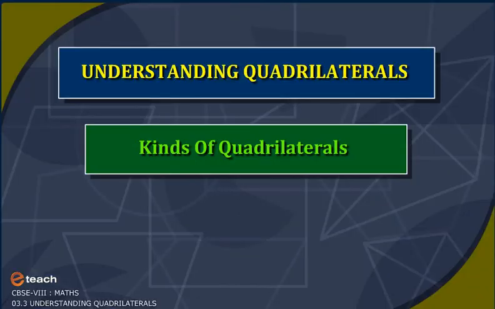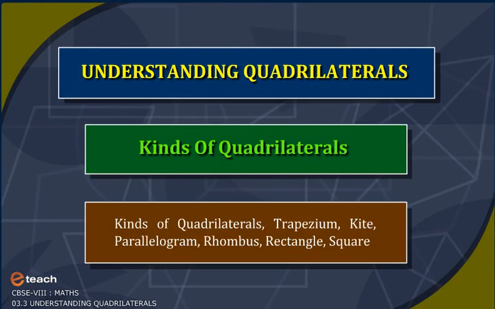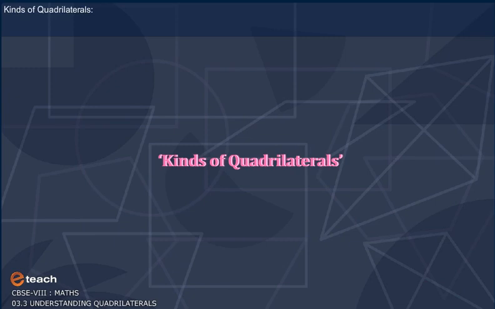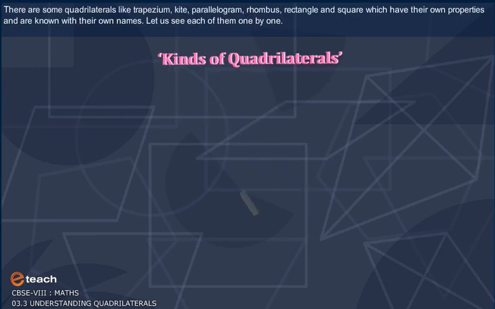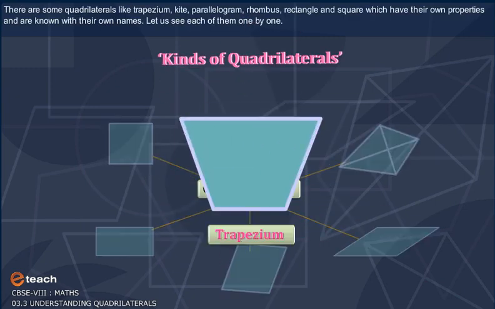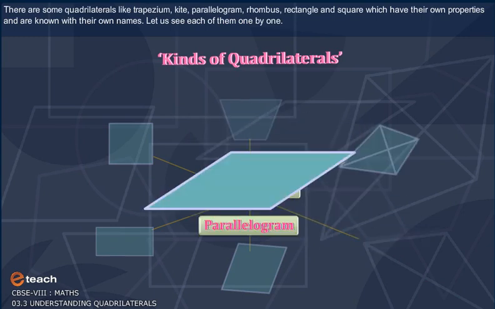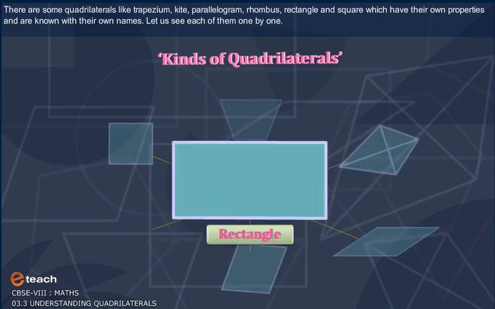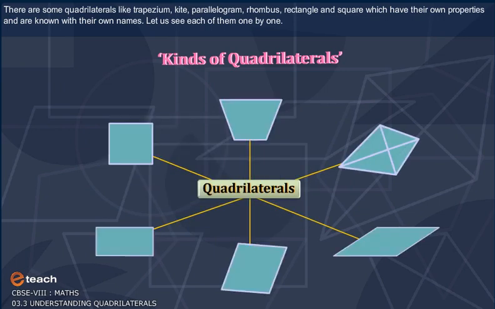Kinds of quadrilaterals. Kinds of quadrilaterals: trapezium, kite, parallelogram, rhombus, rectangle, and square. There are some quadrilaterals like trapezium, kite, parallelogram, rhombus, rectangle, and square, which have their own properties and are known with their own names. Let us see each one of them one by one.